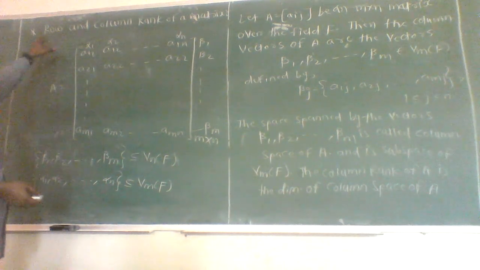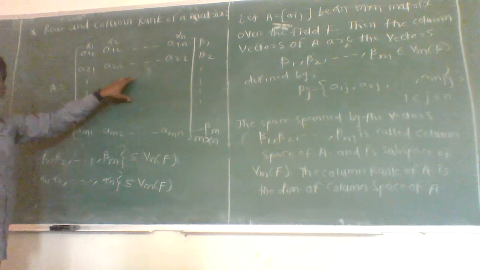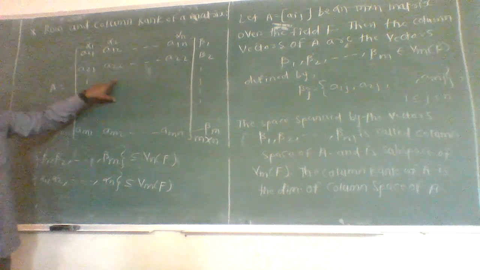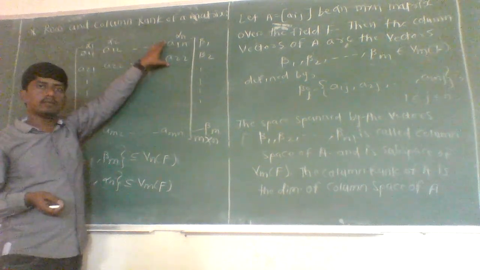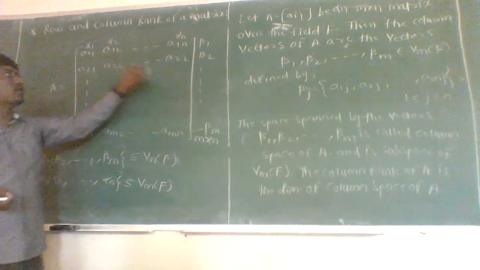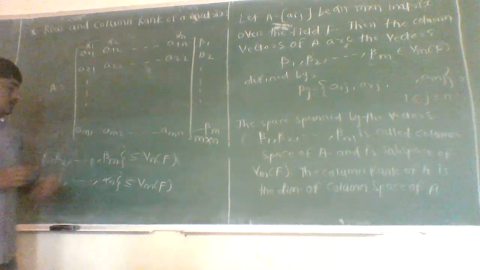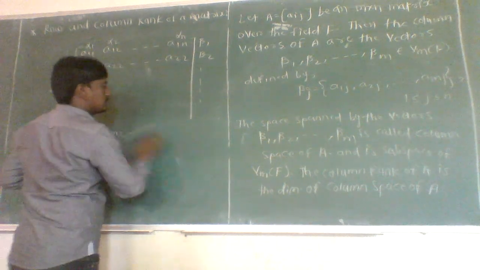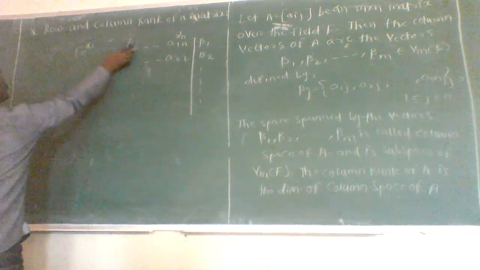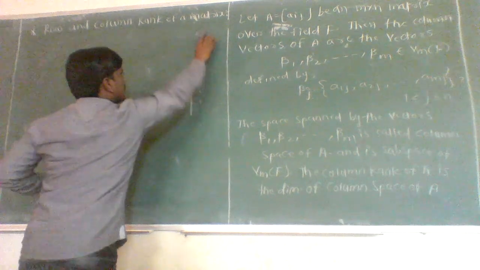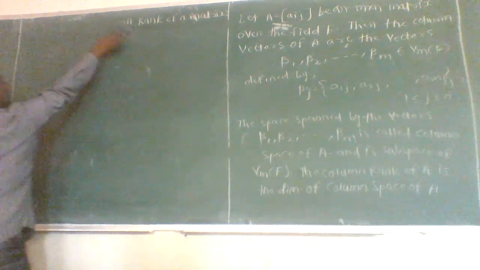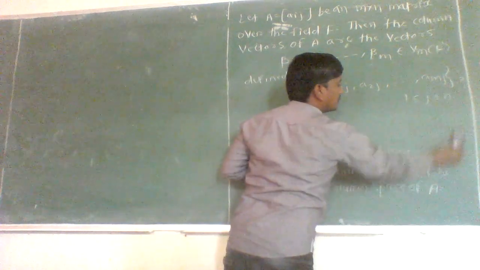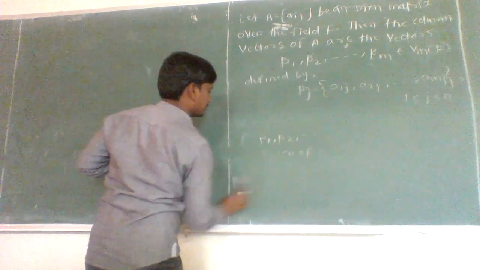Row rank of a matrix A is nothing but the number of linearly independent rows in the matrix A, and column rank of a matrix is nothing but the number of linearly independent columns in the matrix A. So, this is the row and column rank of a matrix. Simply, row rank of a matrix is the number of linearly independent rows in A, and column rank of A is the number of linearly independent columns in A.